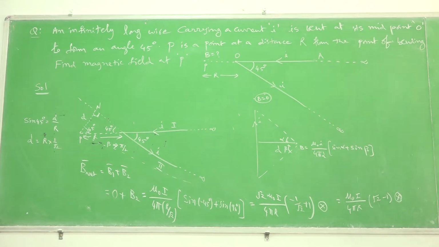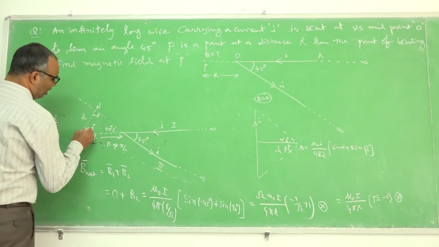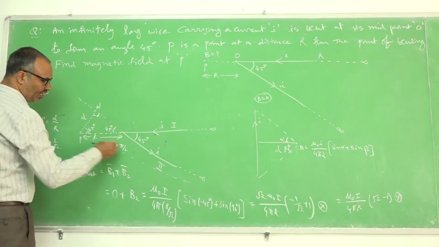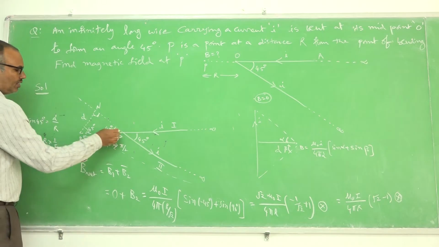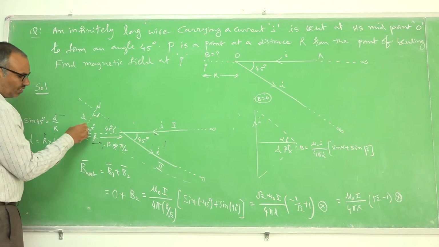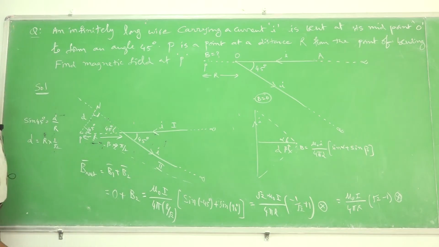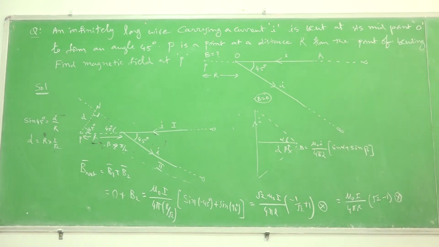Try to understand how I took the angle here. If you join this end of the conductor here, it is at infinity, so this angle is tending to pi by 2. This end is actually lying below this, so you have to measure the angle in the clockwise direction. That's why I took that angle as minus 45. A clockwise angle is taken as negative. So the answer is like that. Very simple. Let us solve one more question.